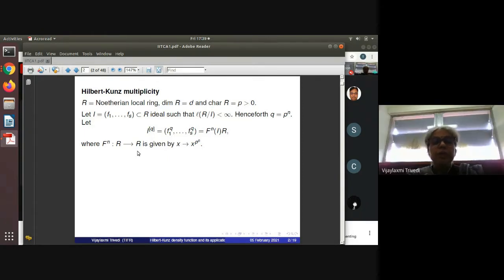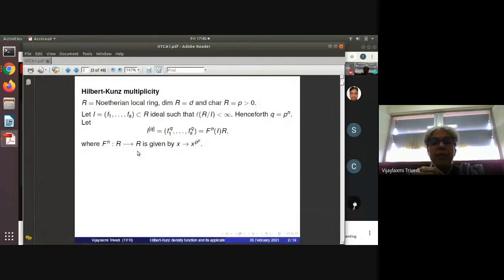So the first part of my lecture, I'll begin with preliminaries about HK multiplicities. And I'm afraid that many of you must have seen the definition in the previous few talks, but I need to do it just to set the course for my lecture. So the most general way of defining HK multiplicity is that you take a Noetherian local ring of dimension, say, D, and the ring should have positive characteristic.